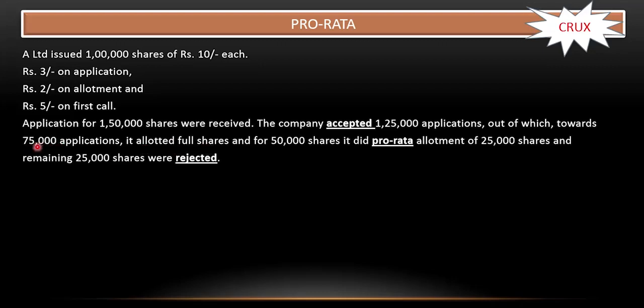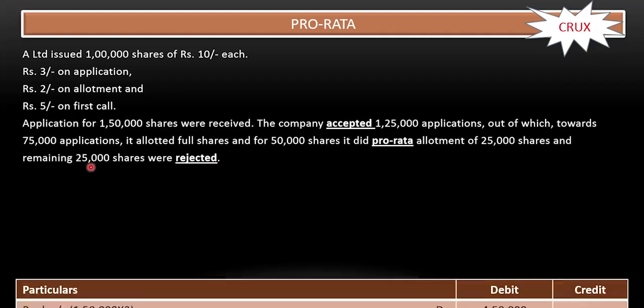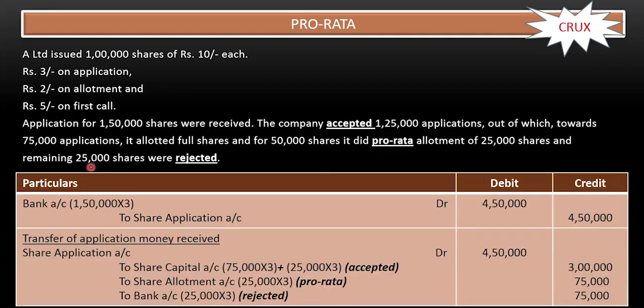So if you had applied for 1 share, you would have got 1 share. Towards the remaining 50,000 applications, it allotted on a pro rata basis only 25,000 shares. That means if you apply for 2, you will only get 1, 2:1. Whereas here in category 1, it is complete allotment. And the last category is complete rejection, wherein even if you applied for any share, you wouldn't be allotted any share, because those 25,000 shares were outrightly rejected. Now let us look into the journal entry which we have to pass for the same.